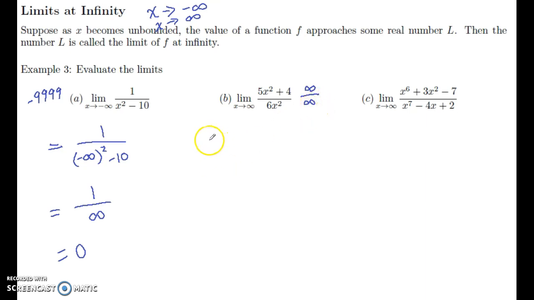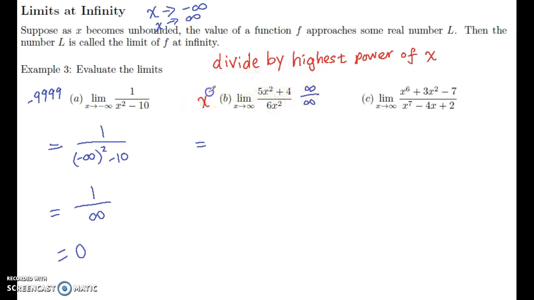So then we want to use a different technique. The new technique that we're going to study is to divide by the highest power of x. So what is the highest power of x? In this case it is x squared. So we divide the top and bottom of this fraction by x squared.